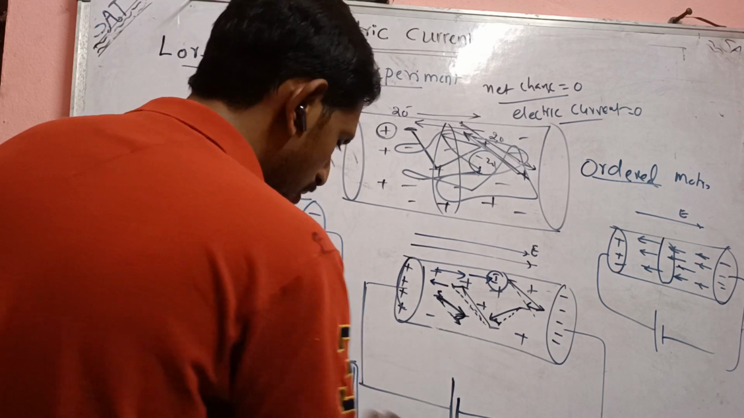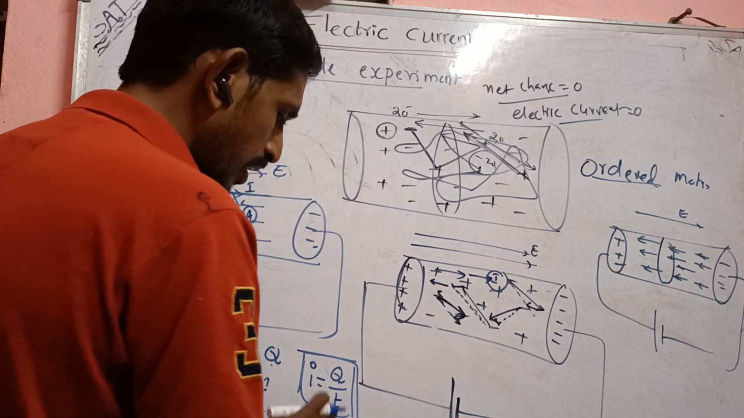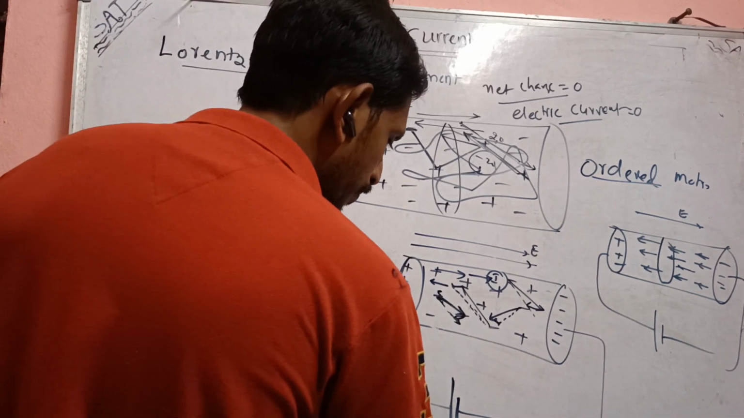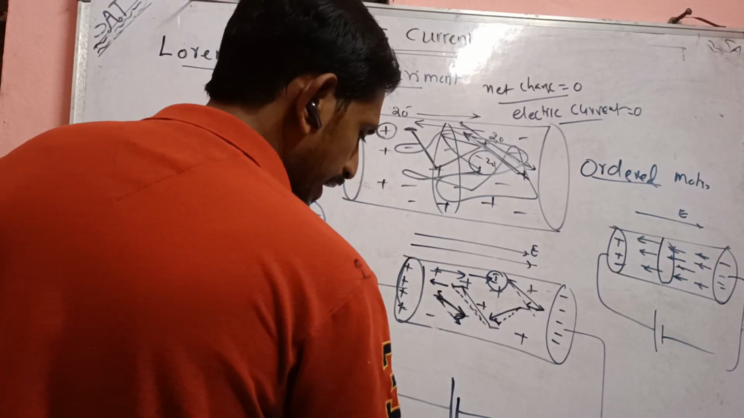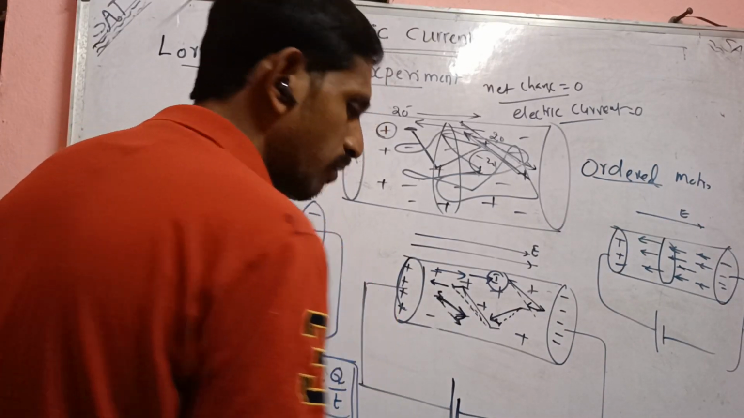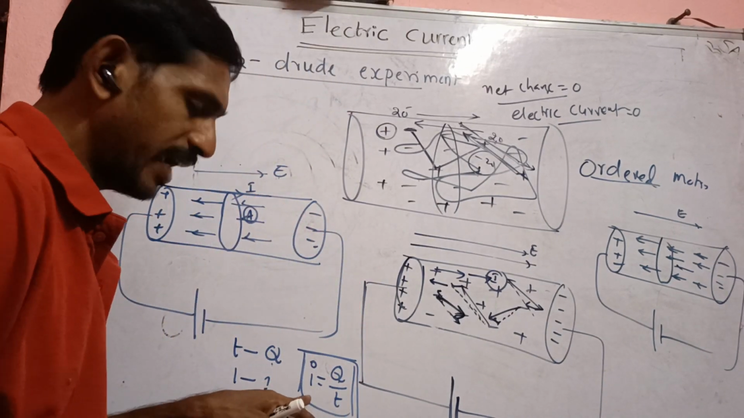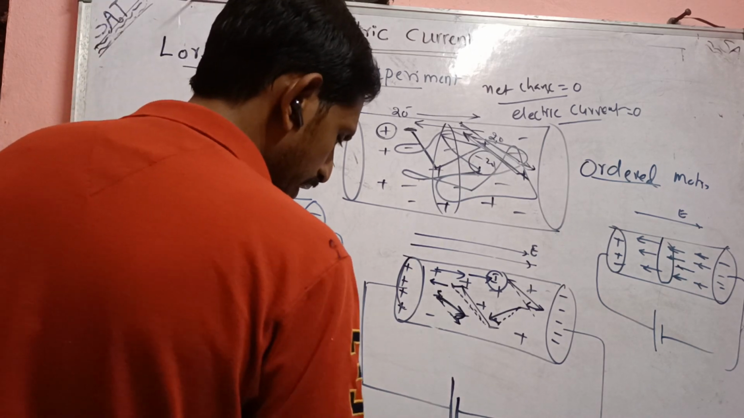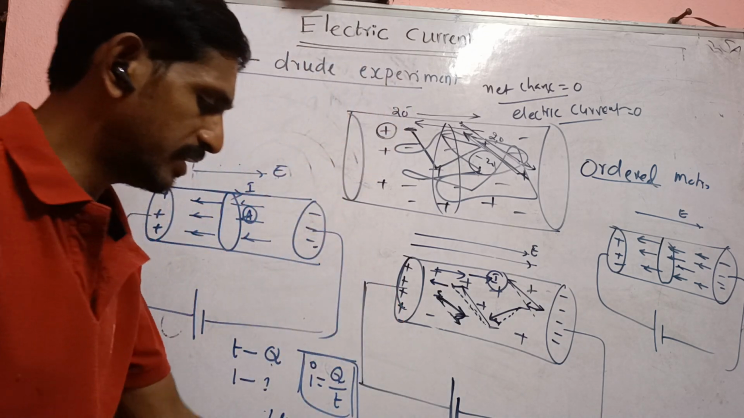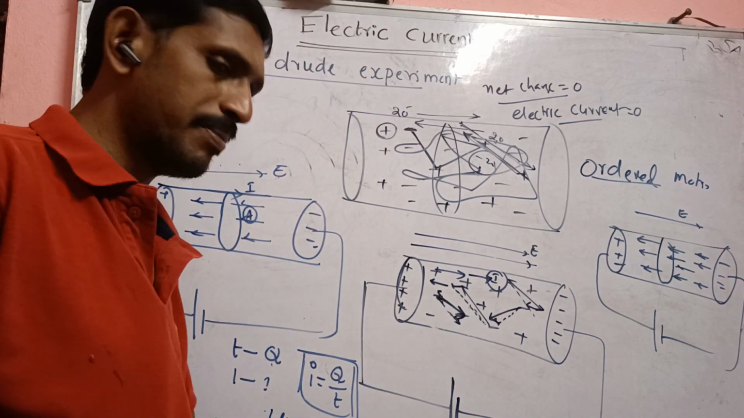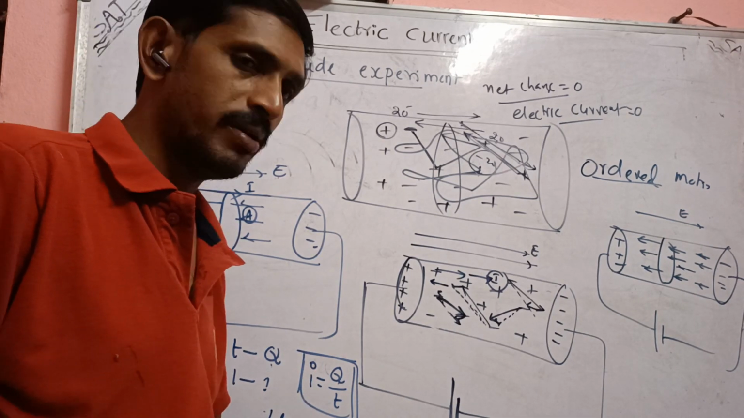From the formula, the unit of charge, which we have already studied in electrostatics, is the coulomb. The unit of time is the second. So coulomb per second. As named after the scientist, the unit of electric current is the ampere. As per the formula, electric current is equal to coulomb per second.